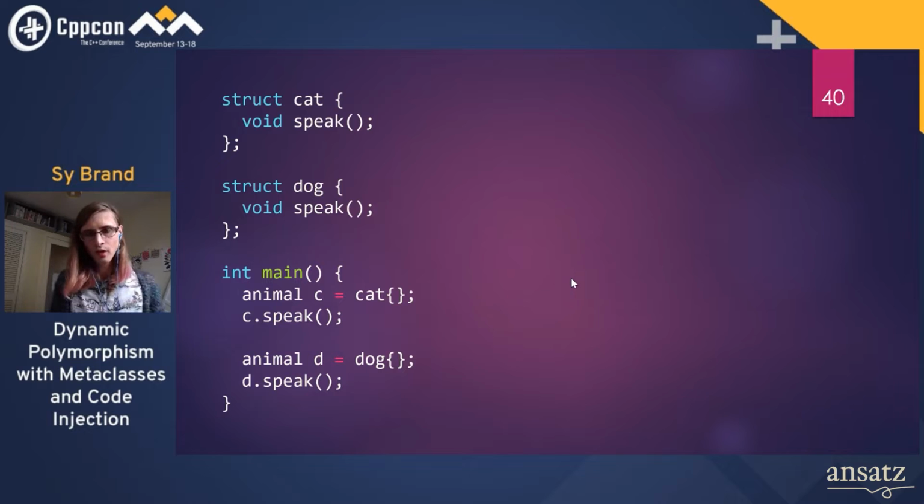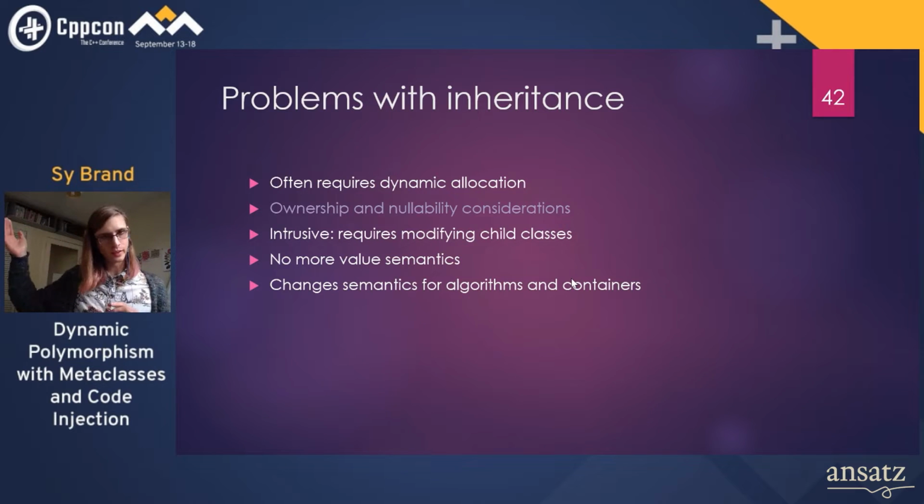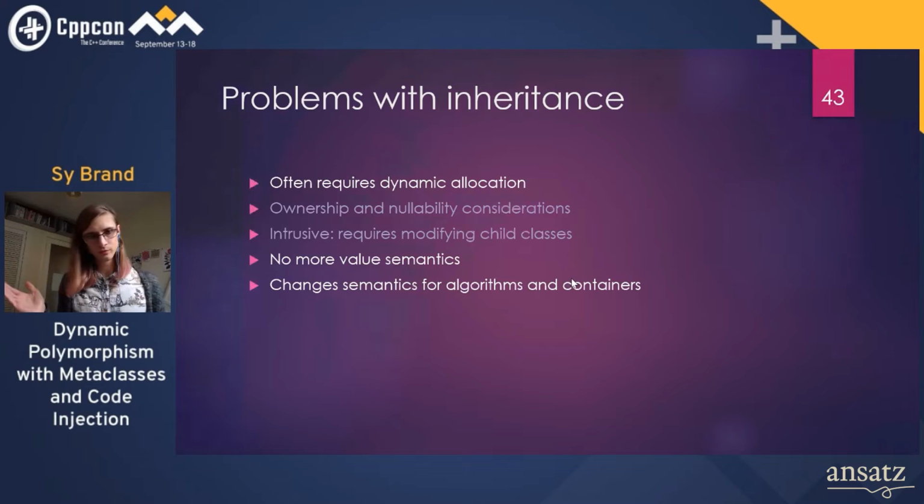This is cool. So let's look at what this has gained us. These are the problems we had with inheritance at the start, and we've solved some of these. We've solved the ownership and nullability because now all our memory allocations are handled inside the animal class. We don't have pointers externally. We're just dealing with the values. We've got rid of the intrusivity because remember, cat and dog did not derive from anything, it just worked.